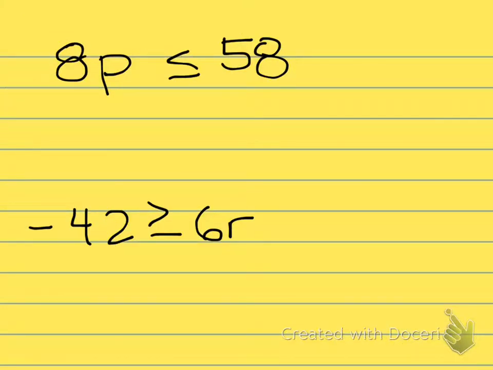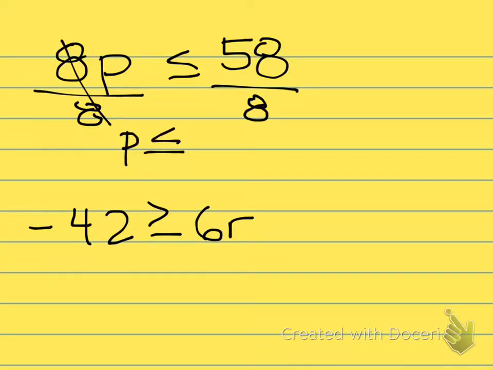Here we're solving for p. We need to cancel out the 8. This is 8 times p, so I need to divide by 8. And I would get p is less than or equal to 58 over 8, which I could simplify slightly to be 29 over 4.